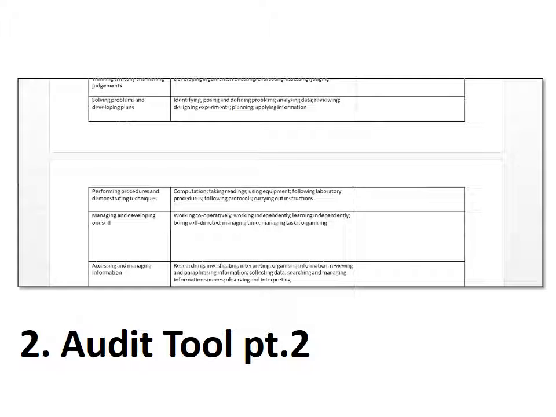We often talk about employability skills. Well, one of those employability skills is to manage and develop oneself through the management of time, through group work and so on. So let's say our key skill that we want to look for is managing and developing oneself. An indicator of achievement would be the ability to work cooperatively as a group, to work independently, to learn independently, to perhaps take responsibility for directing that learning, to manage time, to manage tasks, and to organize oneself. These are key skills that employers look for.